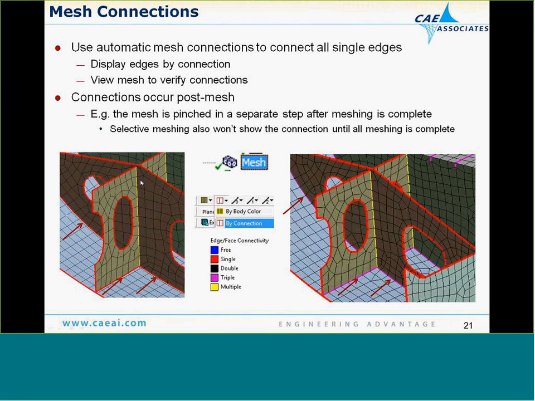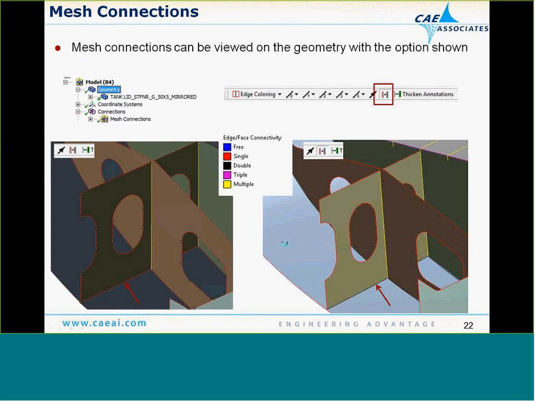So notice in the process here, we have a completed mesh. This was meshed, and it was all set with the green check mark. When we insert the mesh connections, those happen post-mesh, so it takes this existing mesh and then modifies it to connect it up. And when we evaluate all these mesh connections, we see that we got some triple edges down here. So this mesh is now connected down the bottom. So that's the way that works.